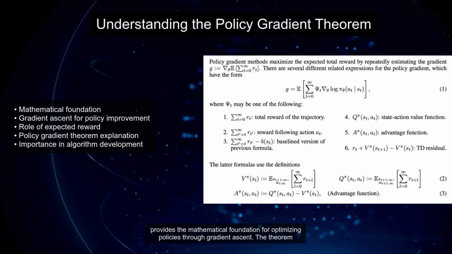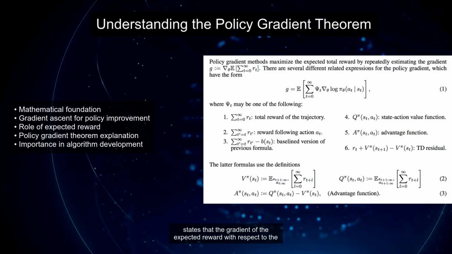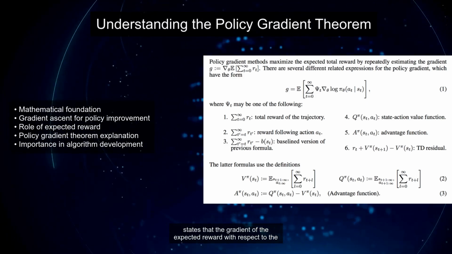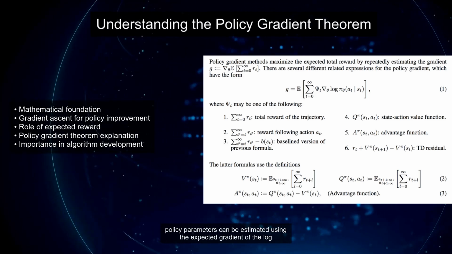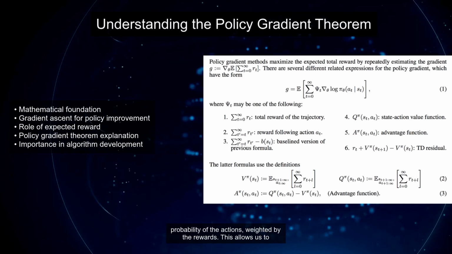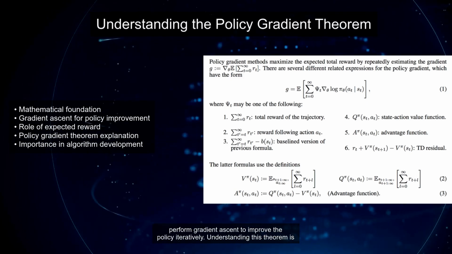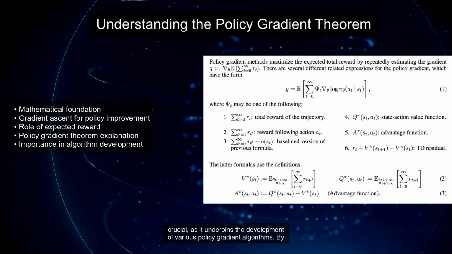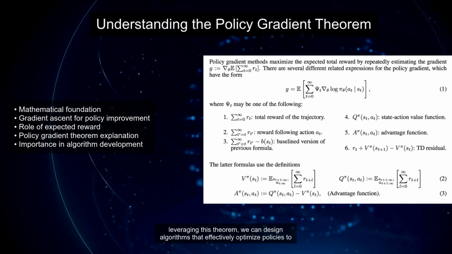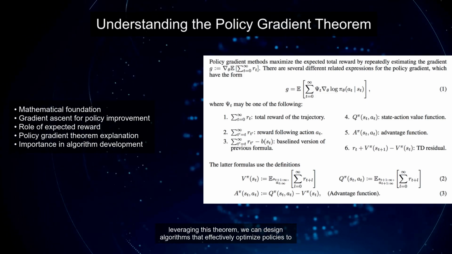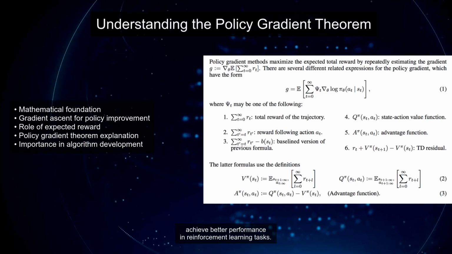The Policy Gradient Theorem is a cornerstone of policy gradient methods. It provides the mathematical foundation for optimizing policies through gradient descent. The theorem states that the gradient of the expected reward with respect to the policy parameters can be estimated using the expected gradient of the log probability of the actions, weighted by the rewards. This allows us to perform gradient descent to improve the policy iteratively. Understanding this theorem is crucial, as it underpins the development of various policy gradient algorithms. By leveraging this theorem, we can design algorithms that effectively optimize policies to achieve better performance in reinforcement learning tasks.